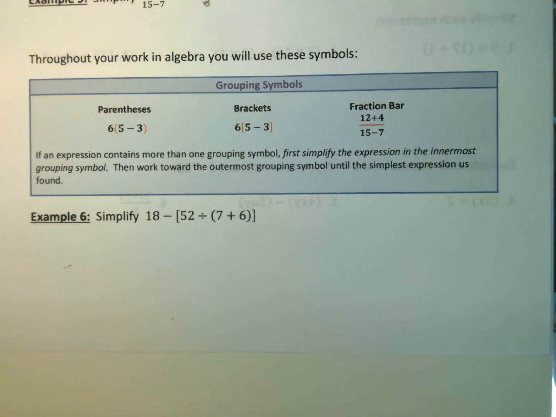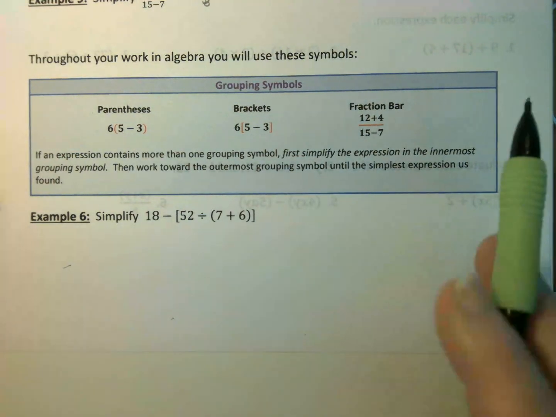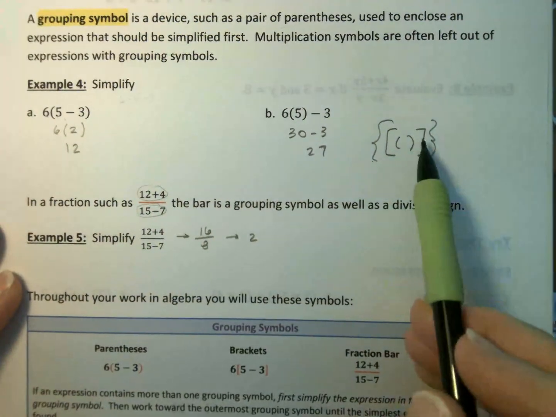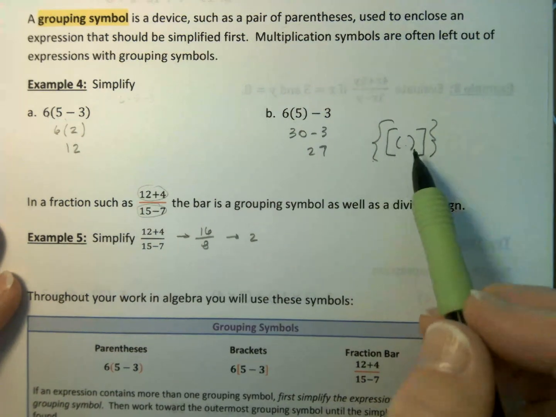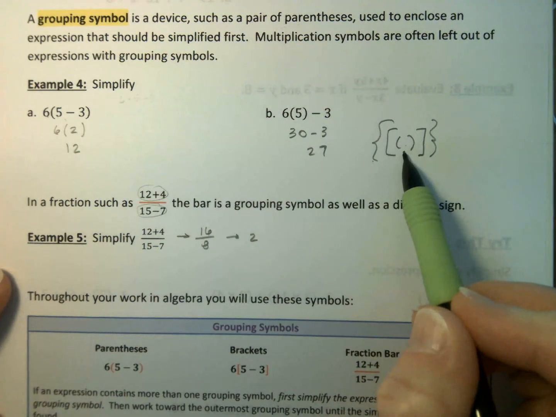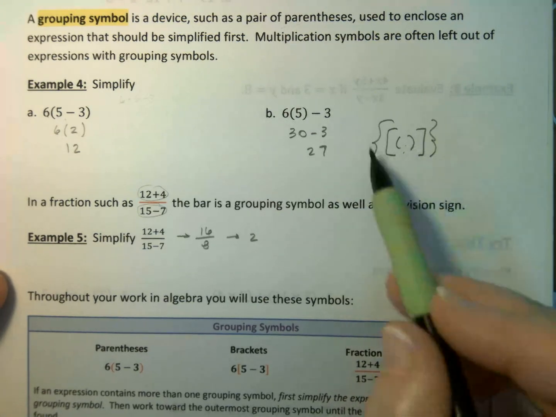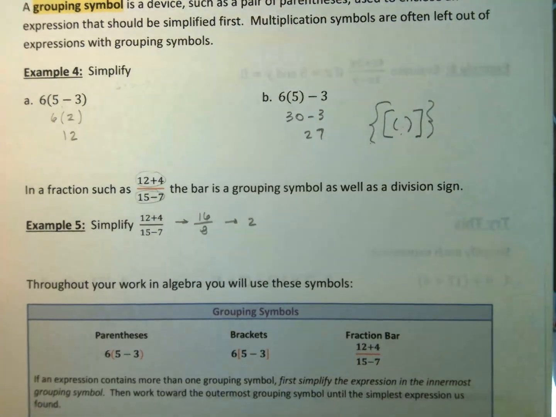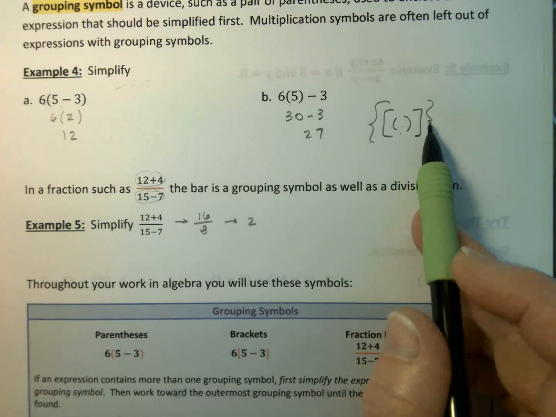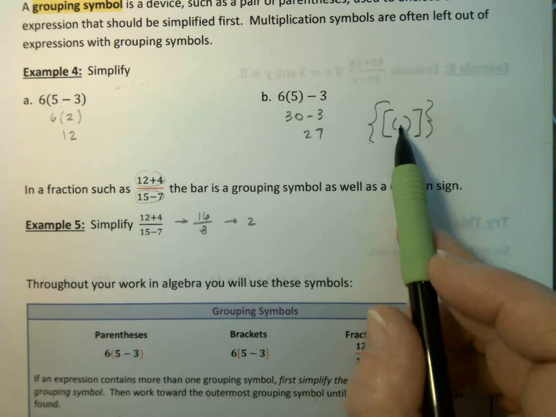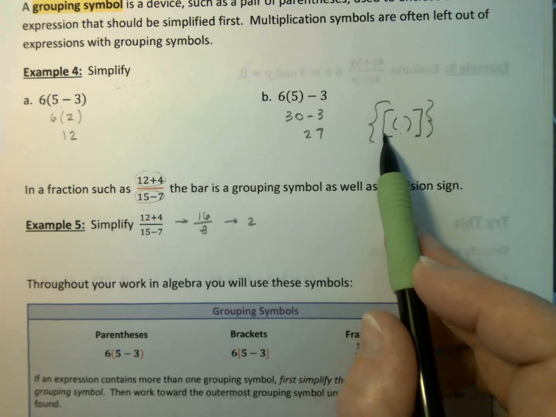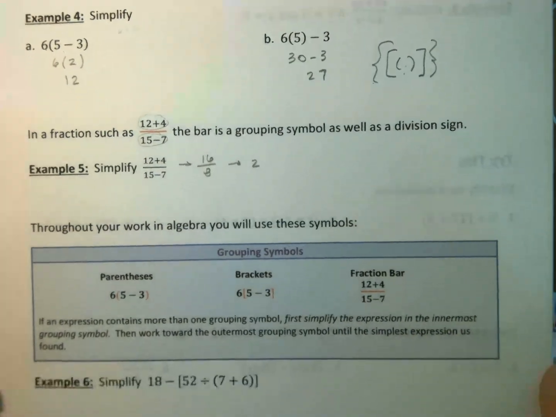And if an expression contains more than one grouping symbol, first simplify the expression in the innermost grouping symbol, then work towards the outermost. So you start on the inside and work your way out. Usually the parentheses are the inside, parentheses are within brackets, brackets are within braces. So that gives you an idea of where to start. Sometimes you will see nothing but parentheses, and that can be very confusing, which is why we use brackets for our second level and braces for a third level.